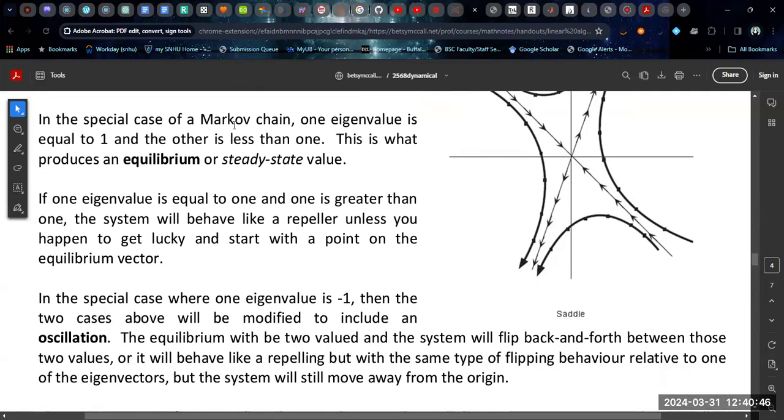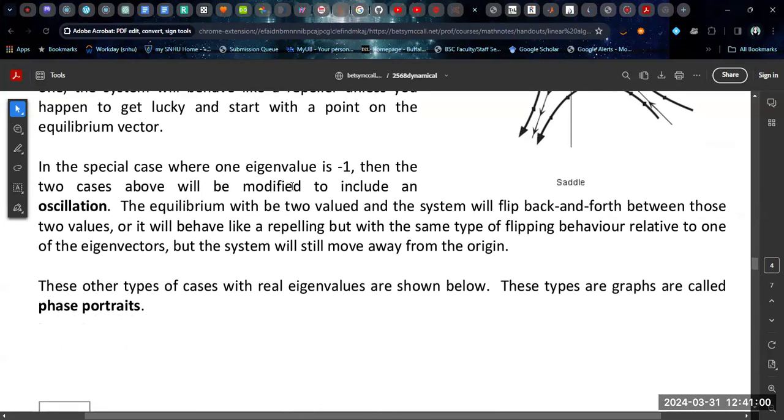Now, in the special case of a Markov chain, one eigenvalue is equal to 1, and so that is what produces an equilibrium or steady state solution. But that is not the case in most of the discrete dynamical systems we will be looking at. We also briefly mentioned that if one of the eigenvalues is -1, then you will get an oscillation. It will be a stable oscillation, but it will be an oscillation between two values. This is very uncommon in a predator-prey relationship, but at least mathematically it is possible.